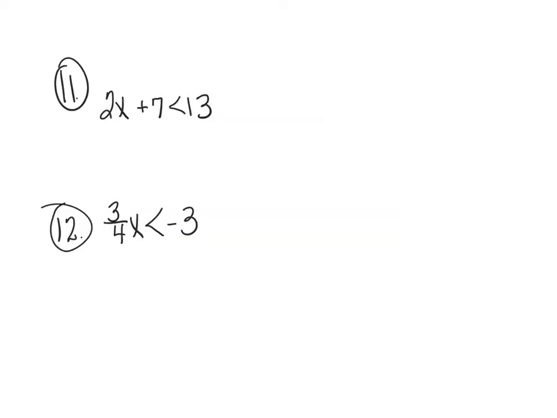All right, we've got 2 more to do here. So 2x plus 7 is less than 13. So minus 7, minus 7. 2x is less than 13 minus 7, which is 6. Divide both sides by 2, and it's a positive 2, so your sign will not change. X is less than 3.